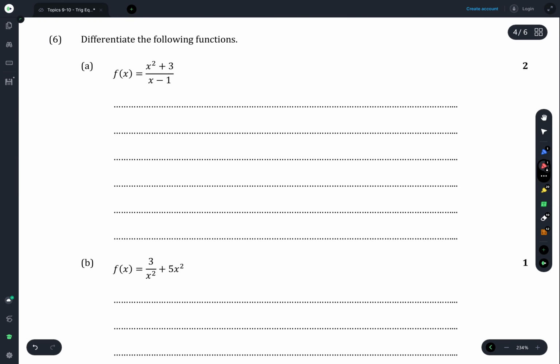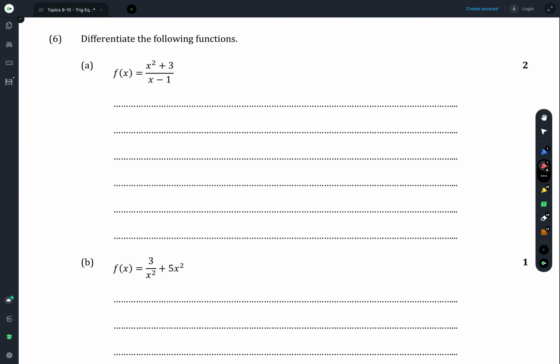Anyway, going to these next questions, we're now just asking to differentiate a few more things. And because it's not asking us to do it by first principles, we don't need to. And doing this question with first principles would be tragic. So here we have a function where we've got x's on the top and the bottom. So it immediately tells us that we need to use the quotient rule.